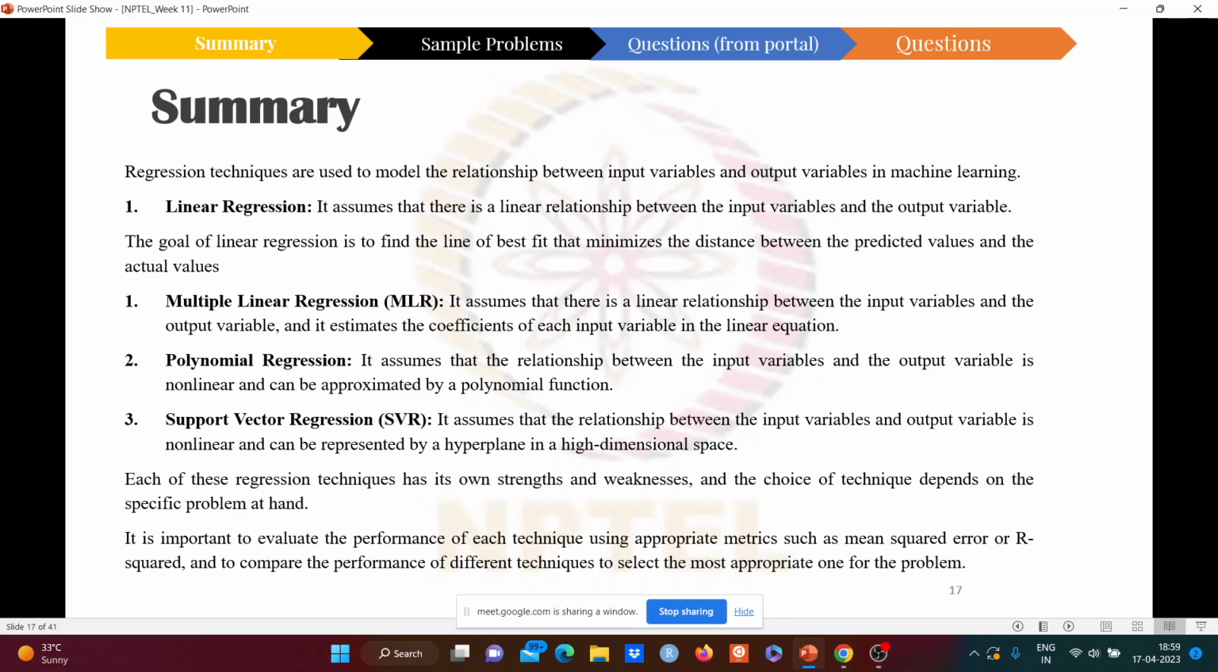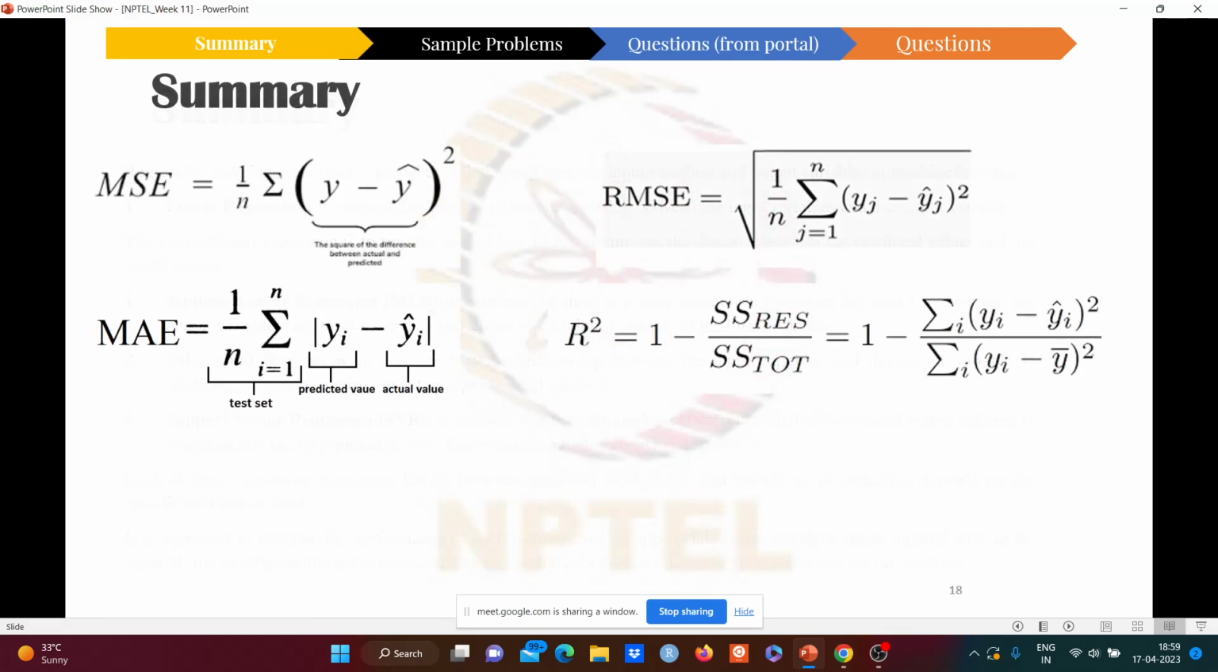And it is also important to evaluate the performance of each technique by using appropriate metrics such as mean square error, R square, and these metrics will also help us to compare the performance of different models developed. So coming to the validation metrics, here I'll be discussing some commonly used ones. First one is mean square error. Mean square error is the average of squared differences between the predicted values and the actual values of the output variable. It is a widely used metric in regression and is sensitive to outliers.